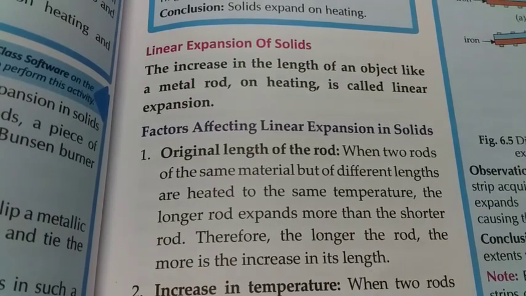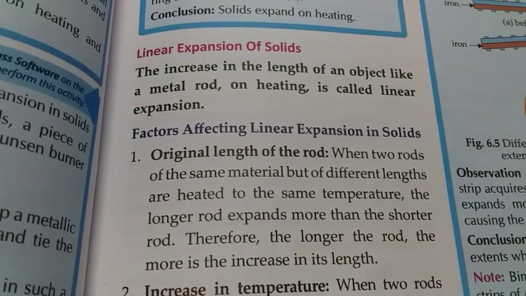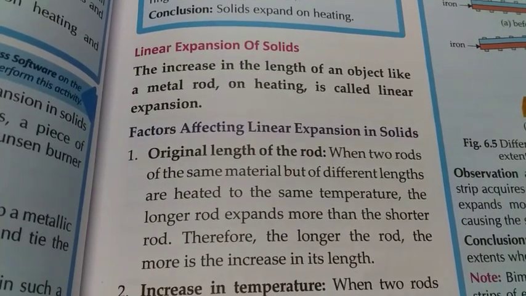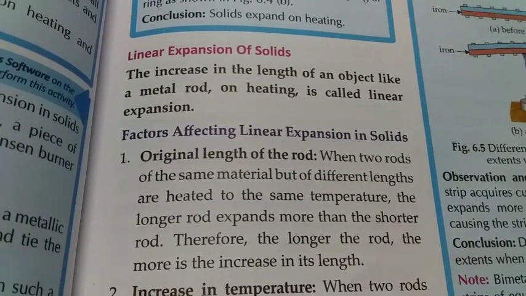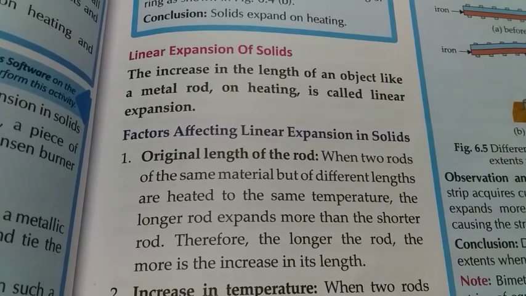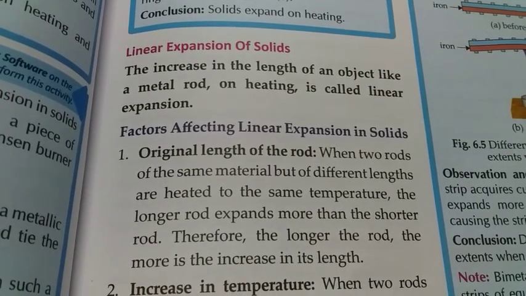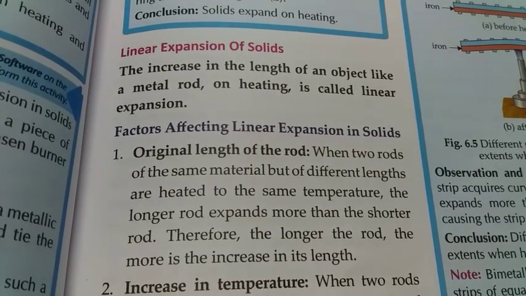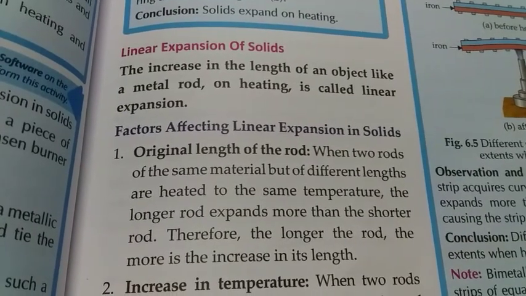Linear expansion of solids. Now, what is linear expansion of solids? The increase in the length of an object, like a metal rod, on heating is called linear expansion. So, when the length increases on heating, this is called linear expansion. Now, what are the factors that affect the linear expansion in solids? Number one is original length of the rod.